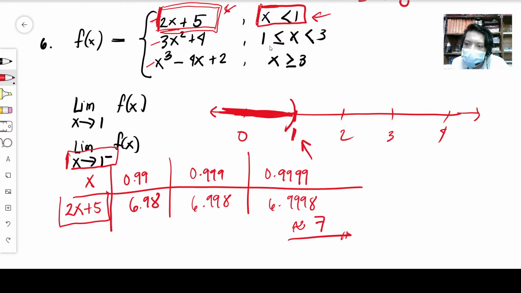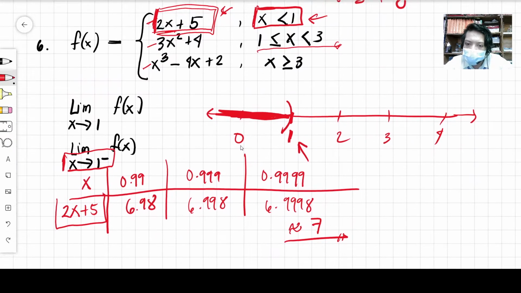For the other condition, we cannot use the 3x squared plus 4, because when x approaches 1 coming from the left of 1, it does not satisfy the boundary condition of that piece. Okay? I hope you understand. Please ask questions. You can write your questions in the comment section.